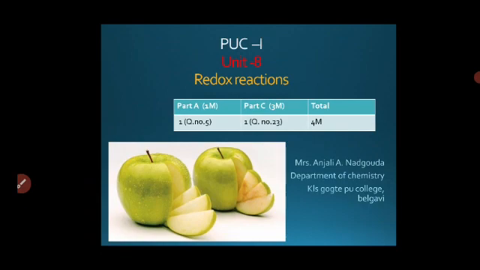So we are starting with unit number 8, that is redox reaction. I have already taught two definitions of oxidation and reduction in college, but let us revise once again and start from the beginning. The weightage is already given to you, and this is a day-to-day example. When you cut the apple, it becomes brownish. This is a good example of redox reaction.